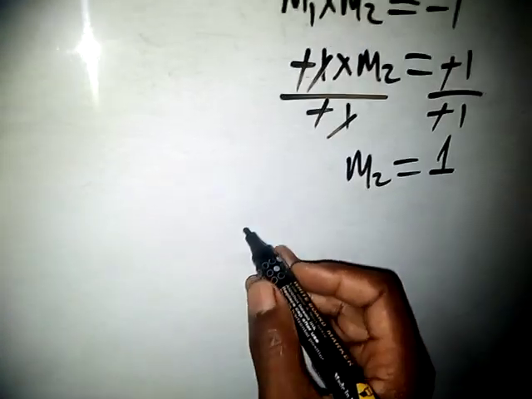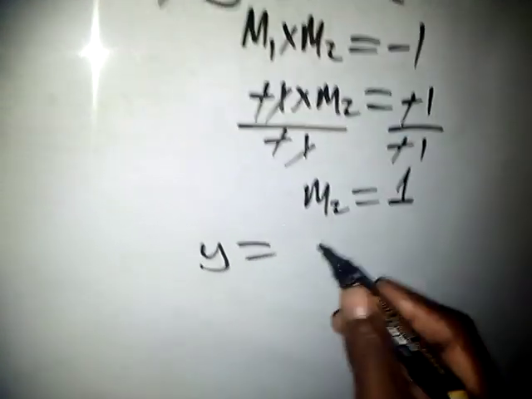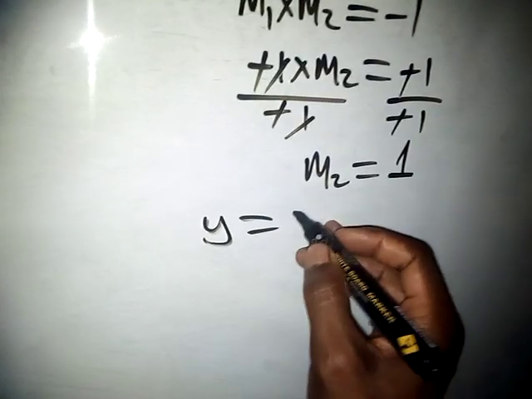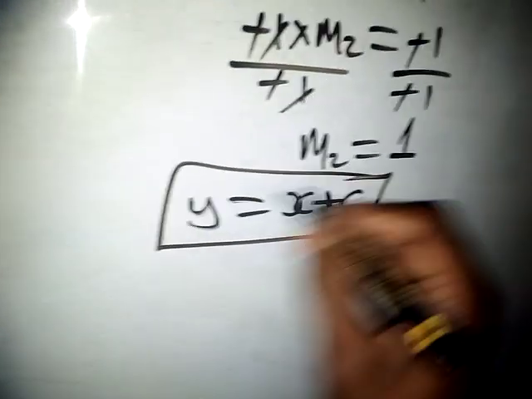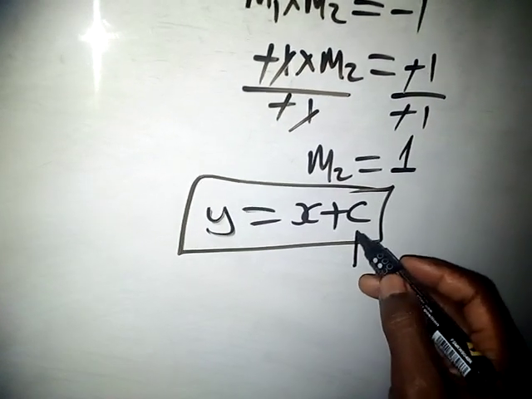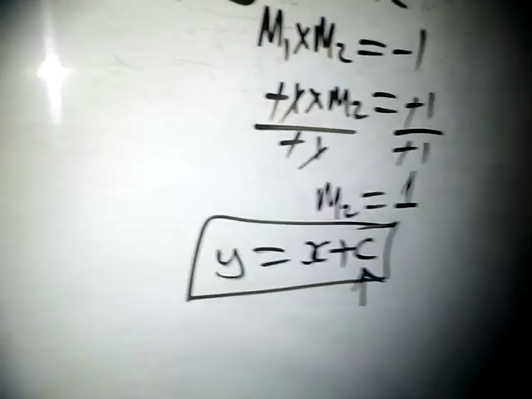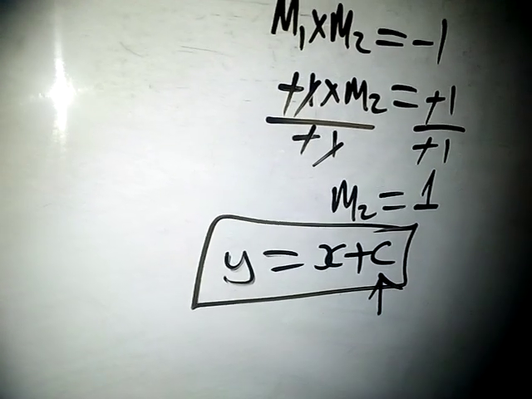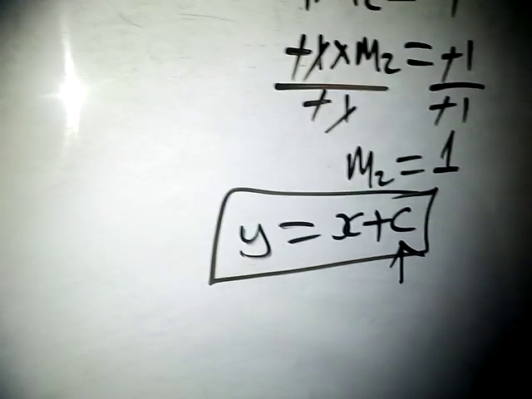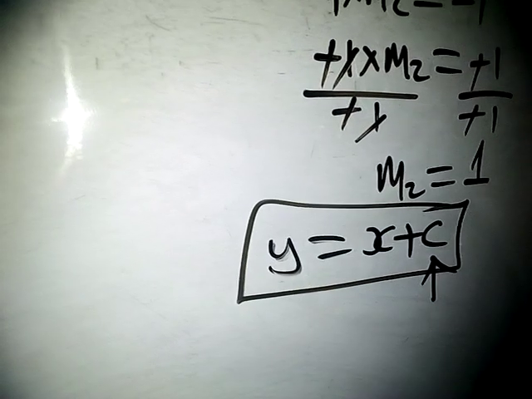So the equation now becomes y equals, where we have the m, we put the 1. 1 times x is simply x, plus c. Now it's a matter of us finding the value of c, which is the y-intercept. So how do we find the y-intercept? It's very simple. What we're going to do here is figure out how best we can find the y-intercept.